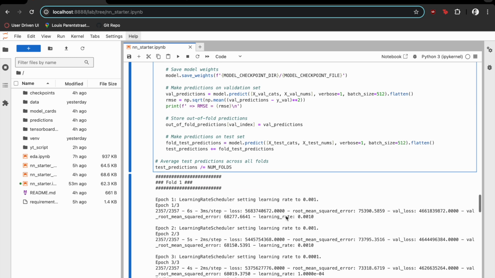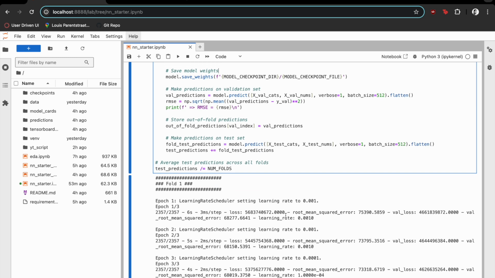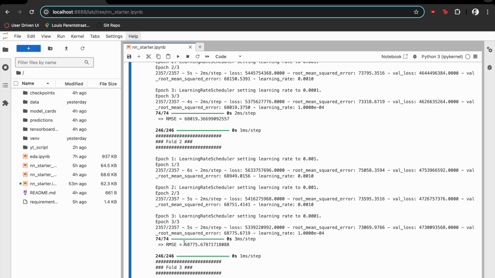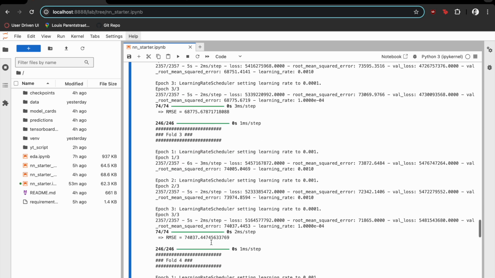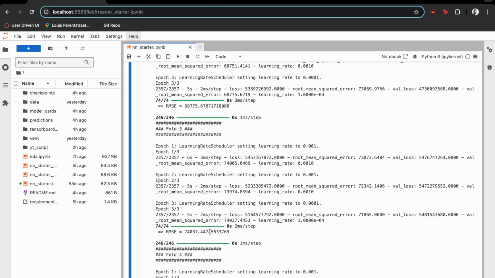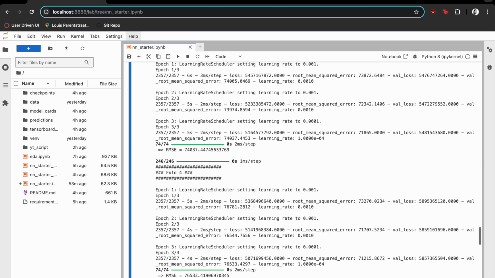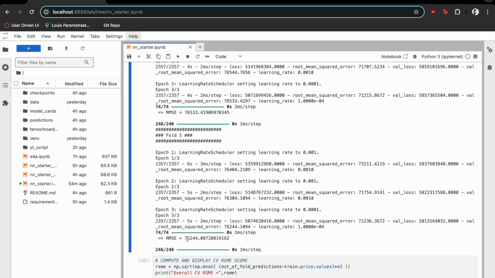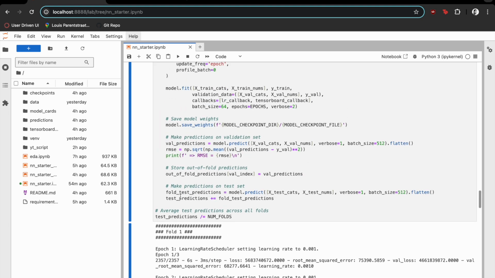Finally, let us train the model and see how it performs. Each of the folds' RMSE values are 68,000, another 68,700, then we have a 74,000 RMSE fold, then a 76,000 RMSE fold, then there is a 76,200 RMSE fold. As you can see, the RMSEs learned on each fold are wildly different. And that's why it is always a good idea to average out all of our predictions.